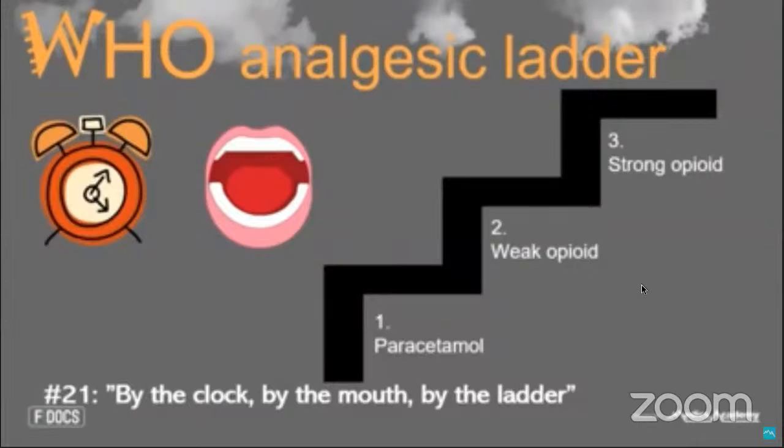And the ladder simply means that we start at step 1 and work our way up. And if one drug at one step of the ladder doesn't work, there is no benefit in switching to another drug at that point, unless it's side effects, meaning that they can't tolerate that drug. But if the drug isn't helping the pain, that's your sign that you need to move that patient up to the next step of the ladder.